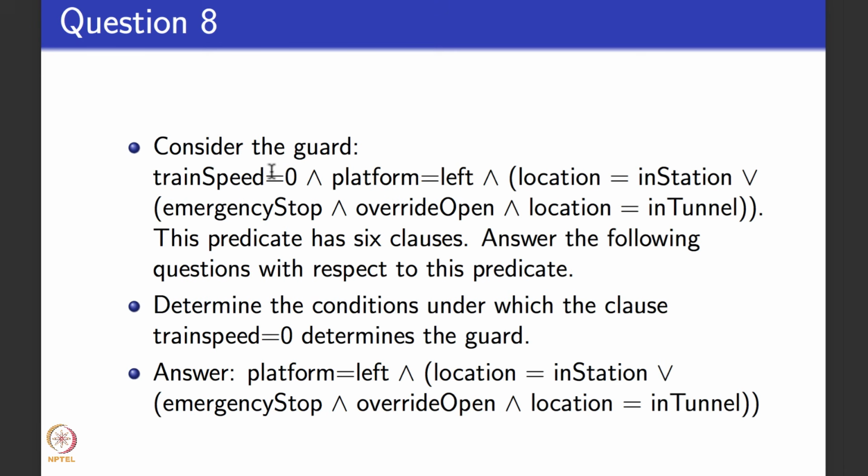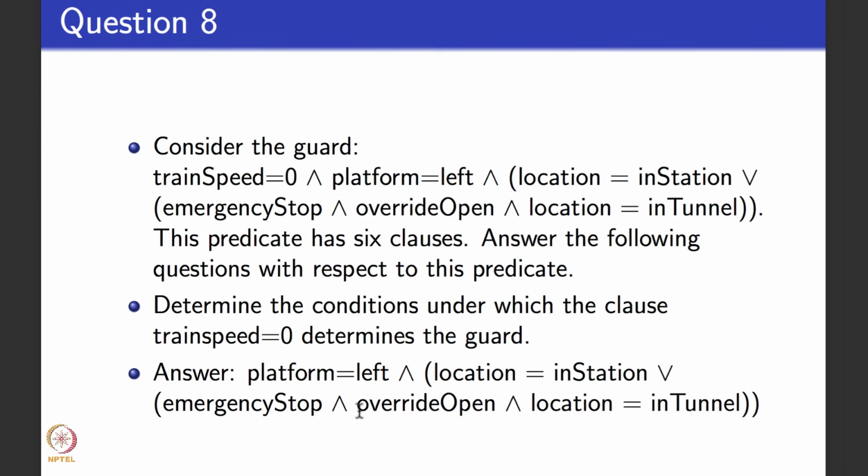So when I substitute it with true, it will be true and something else. So the true will go away. This one will get retained. When I substitute it with false, it will be false and something else. So the false will stay back. And then you go on simplifying. This will be the final answer. It will be platform is equal to left and location in station, or emergency stop and override open and location in tunnel. This is what will happen. This is the predicate that we will get if we try to make the first clause determine the guard.